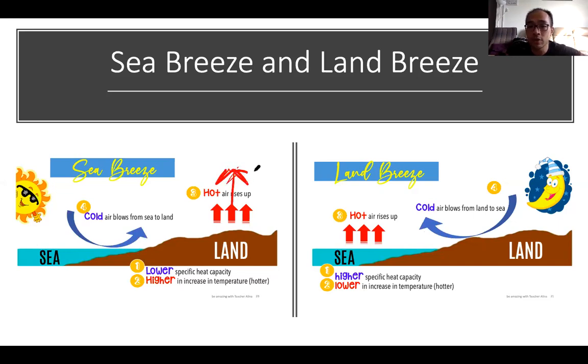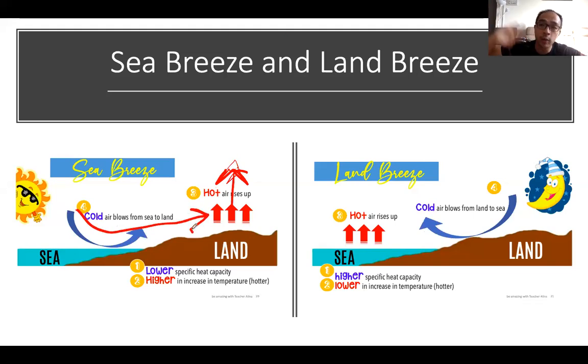Okay, which you study in geography and also maybe in science form 3 lah. I'm not really sure. But the idea of sea breeze and land breeze also comes from this specific heat capacity. In the daytime, the land becomes hotter faster, so the hot air will rise up. When the hot air rises up, then we find there's no air over here, so the cool air will blow from the sea to the land.